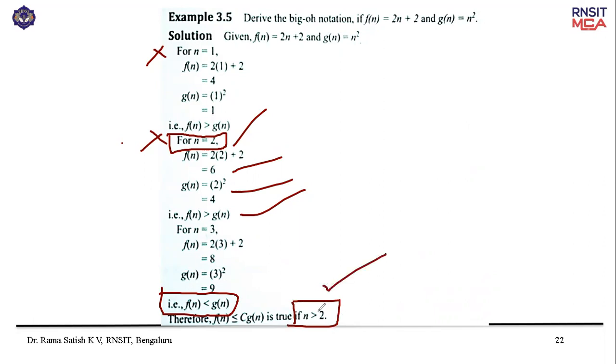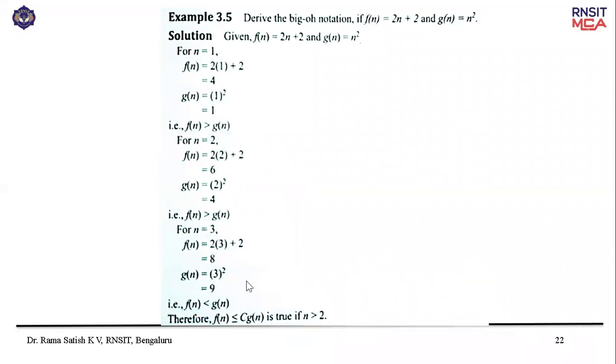So if n is greater than 2, that is correct, or if n is greater than or equal to 3, you can certainly write like this also. So this is how you have to derive the big O notation for a particular operation.